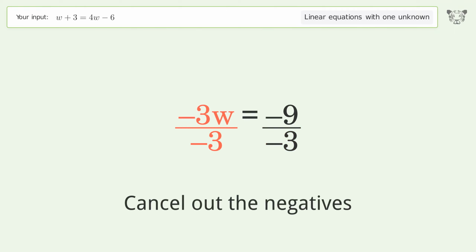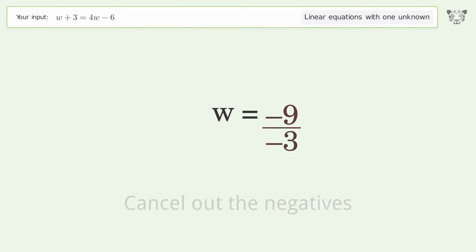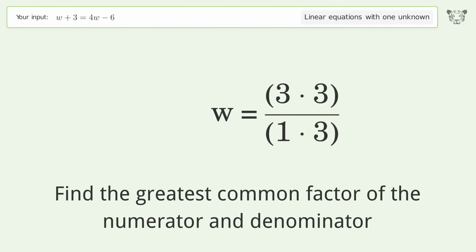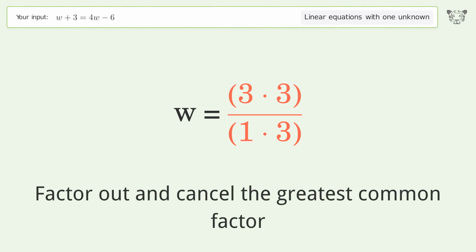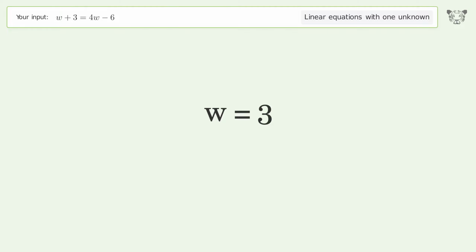Cancel out the negatives. Simplify the fraction. Cancel out the negatives. Find the greatest common factor of the numerator and denominator. Factor out and cancel the greatest common factor. And so the final result is w=3.